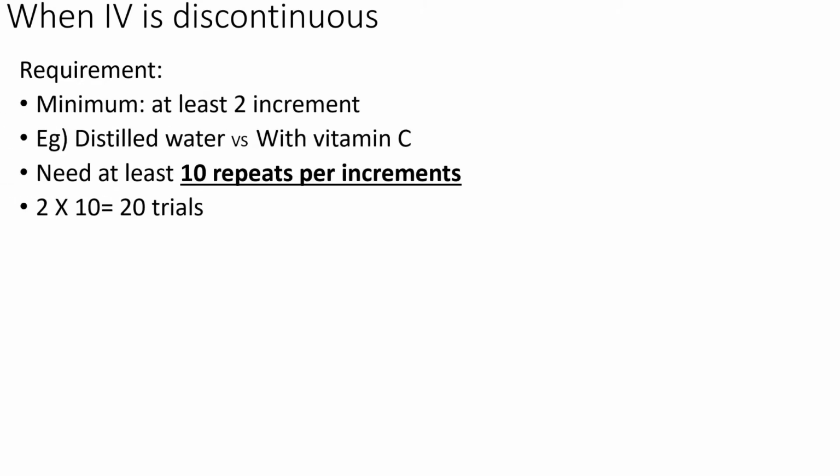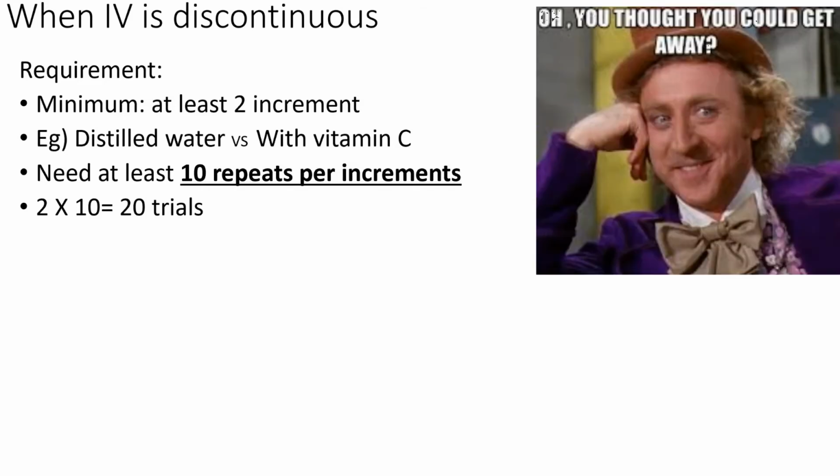So the bare minimum is to include 2 increments. So for example, your negative control, such as distilled water, compared with vitamin C. And each increment should have about 10 repeats. So if you're doing the bare minimum, then it will be 2 times 10, which is 20 trials. But do you think that you can get away with it? Now, usually, the answer of course is no.